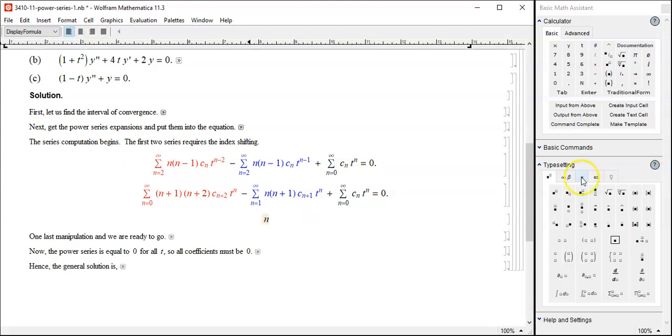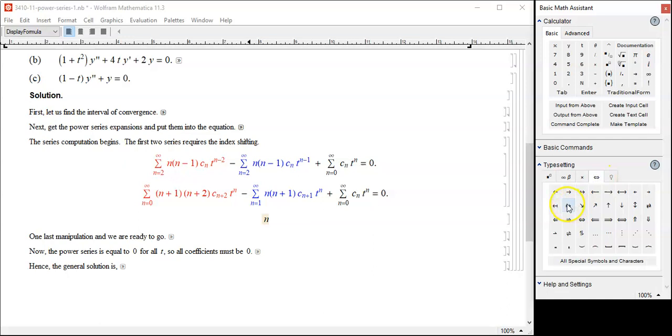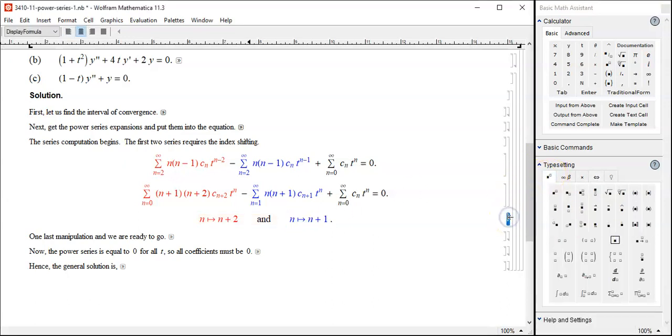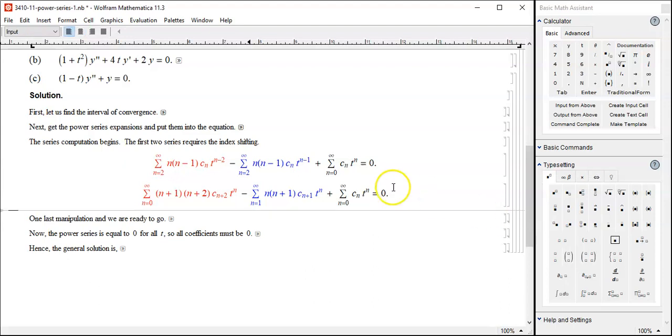So n by n plus 2, and n by n plus 1, that's for blue. So for red, we do this, and for blue, we do this. The detail is left to the students. Okay, so we did the index shifting, probably the hardest part. And then make everything starting from 0.